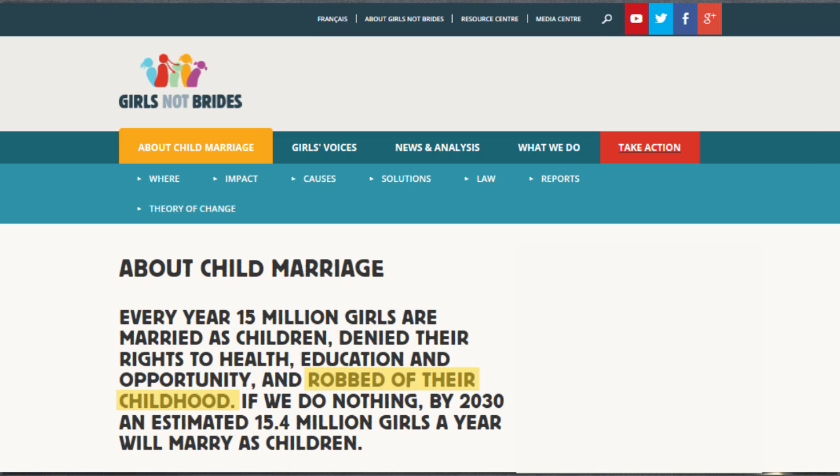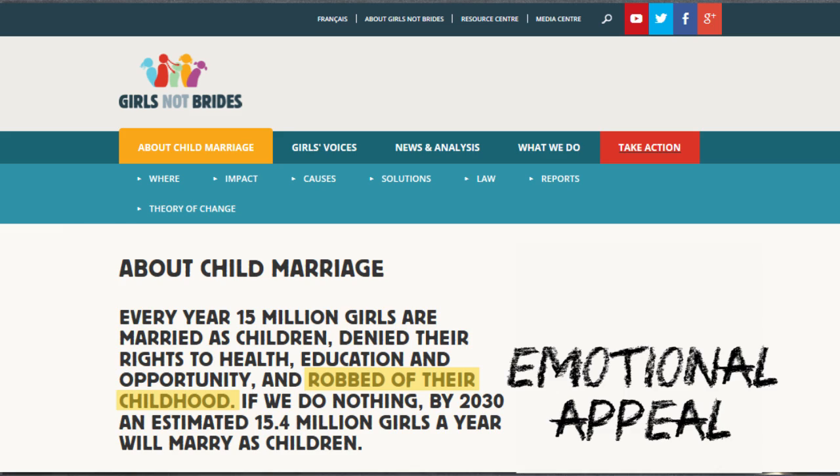And "robbed of their childhood." This is an emotional appeal. It plays to the idealization, romanticization of childhood, and that someone is robbed of her childhood. That's, again, intended to shock and perhaps outrage.